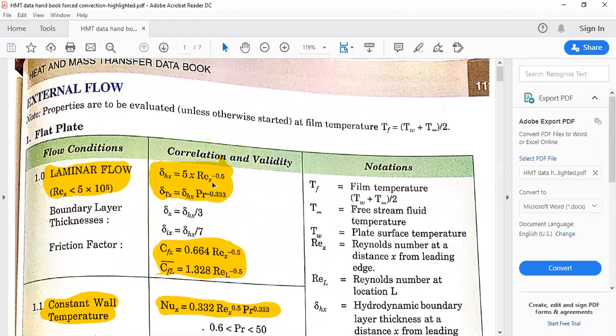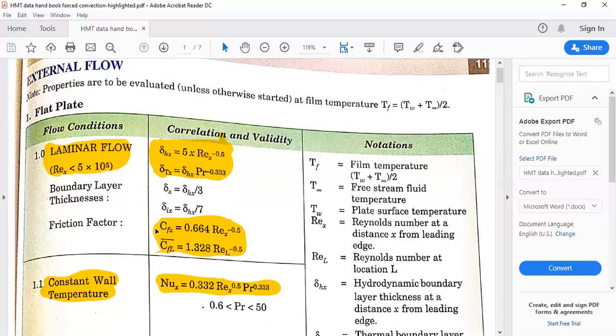Re means the Reynolds number at a distance x, so you have to find the Reynolds number for the distance x, and the Reynolds number is found using the formula rho V d by mu, or u infinity into L, the characteristic length, divided by nu, the kinematic viscosity. Then if the question is asked to find the thermal boundary layer thickness, you have to use the second equation. It is nothing but multiplying this hydrodynamic boundary layer thickness by Pr power minus 0.333.